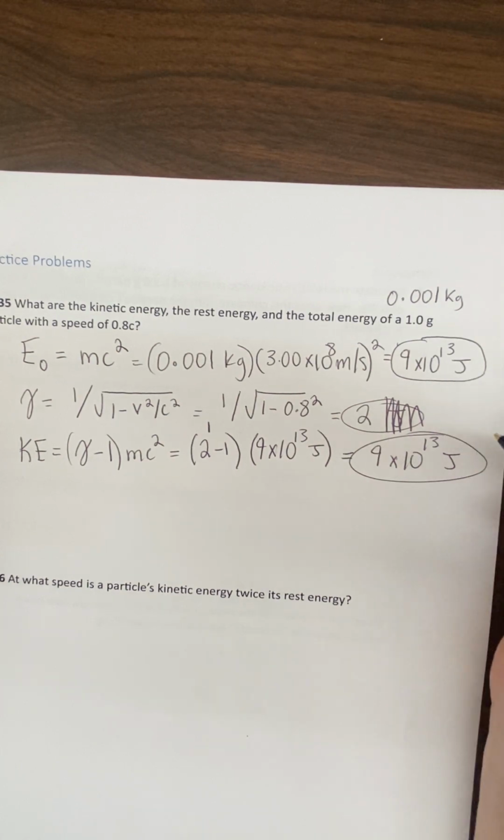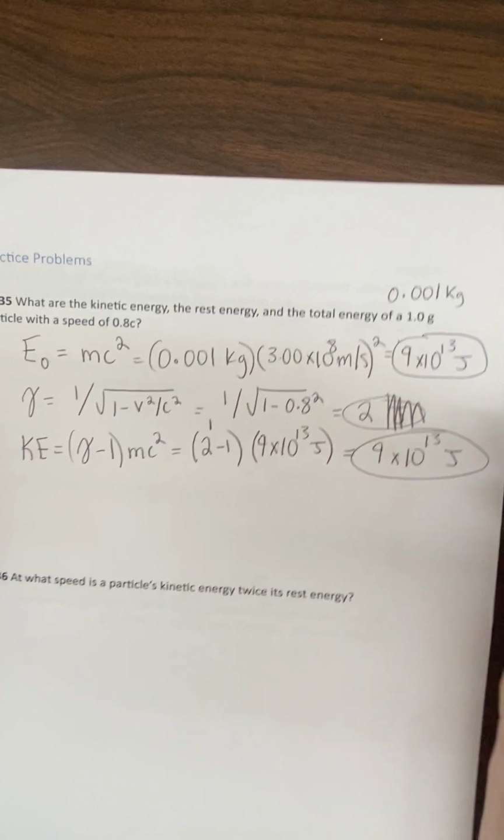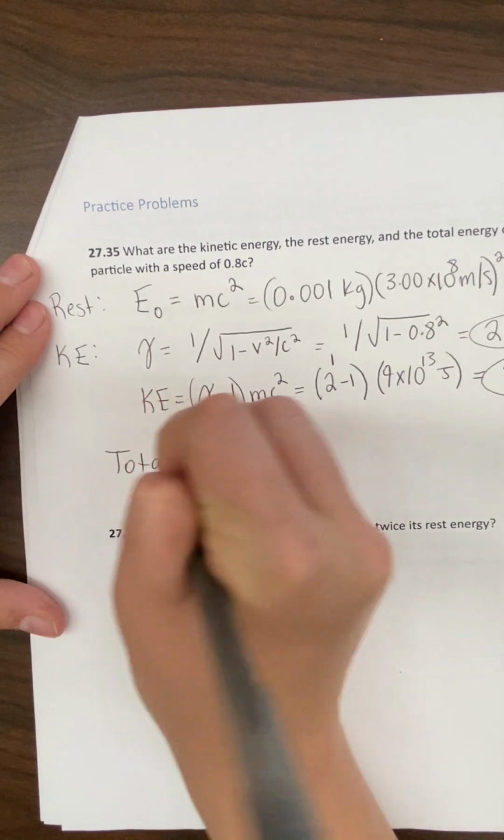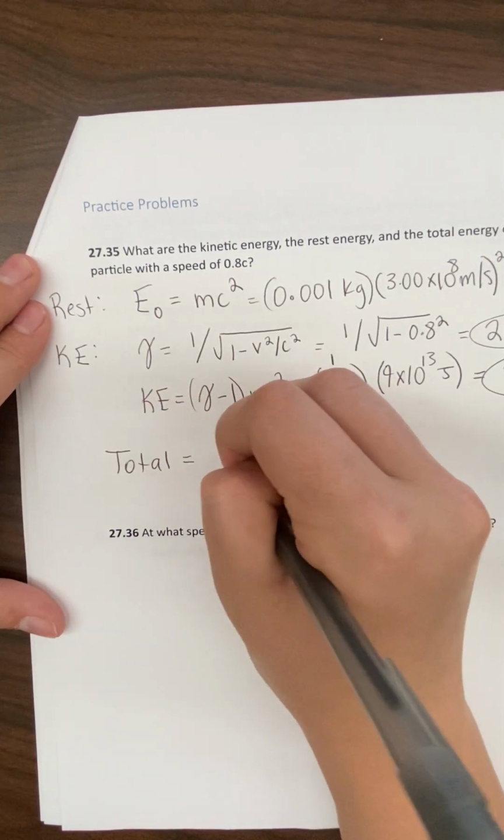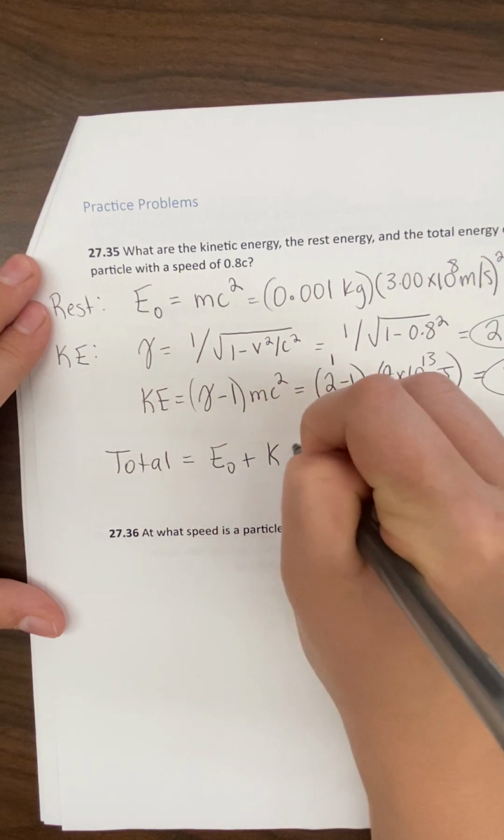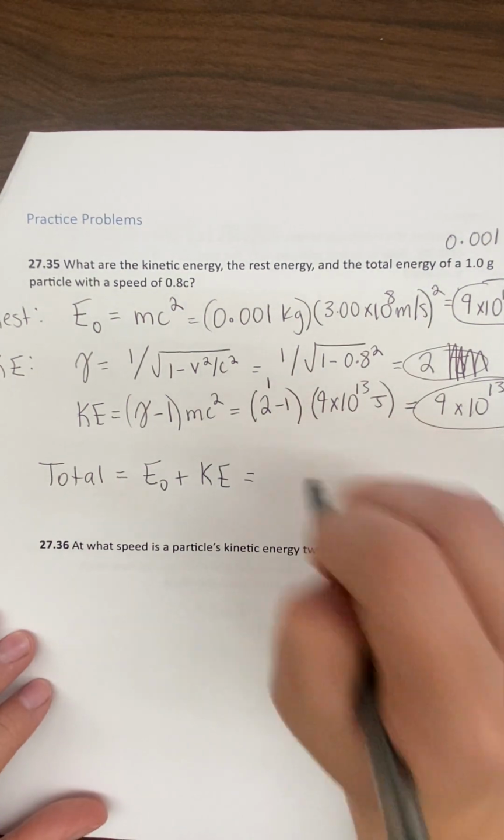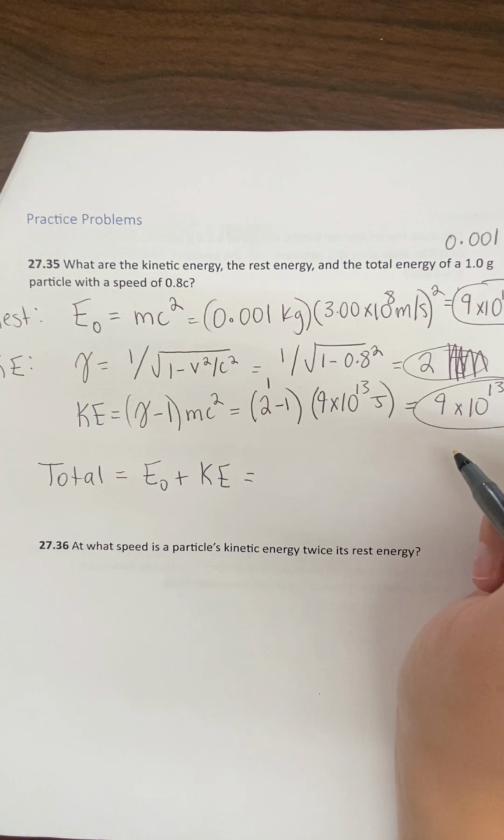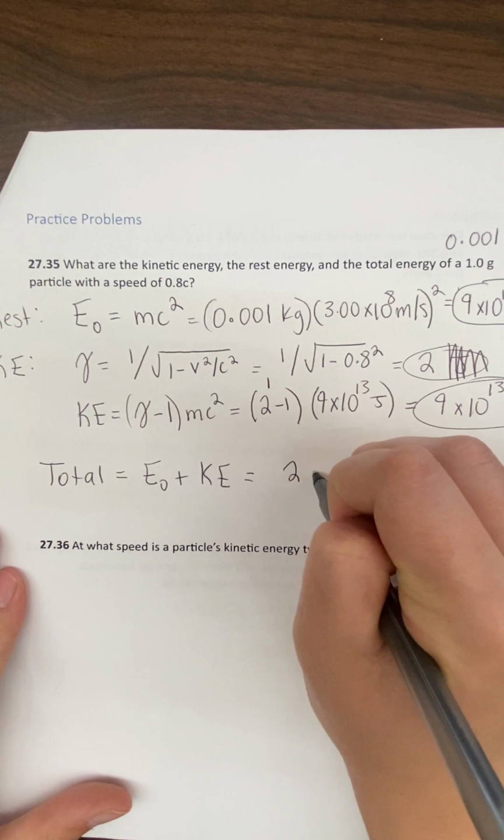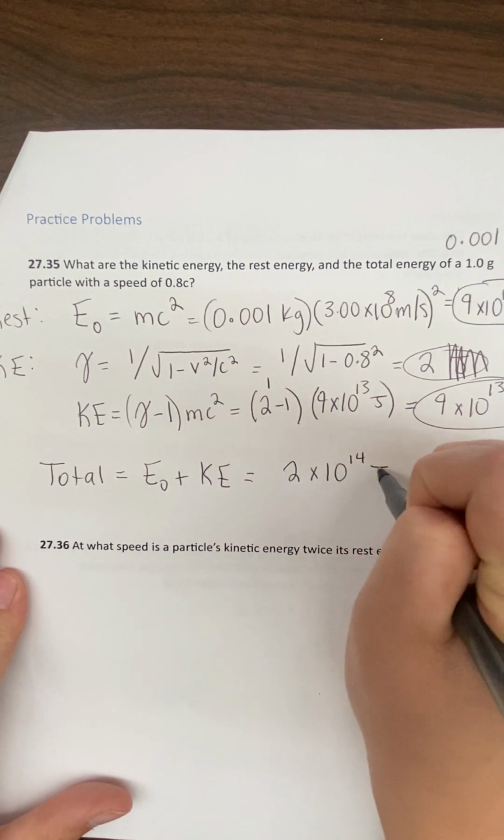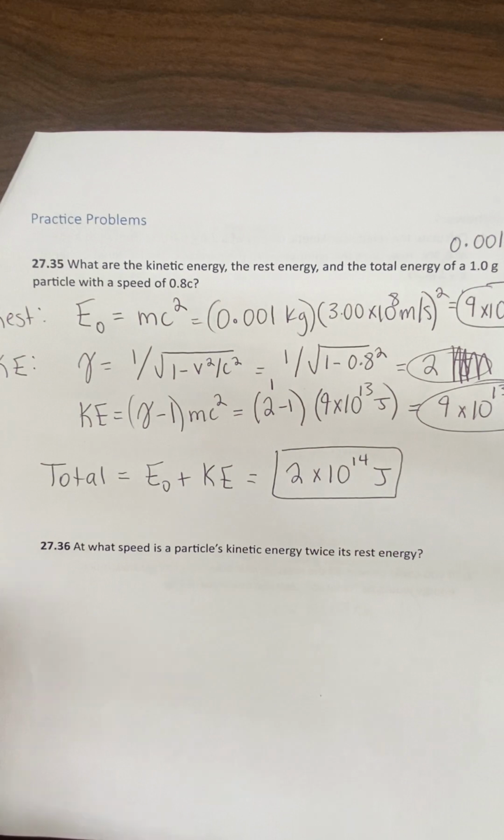Okay, so then the total energy is rest plus kinetic. So these two added up, which is, if we double that, rounding to 1 sig fig, we get 2 times 10 to the 14 joules. So that's the total energy of a 1 gram particle moving at a really fast speed. It's pretty high.